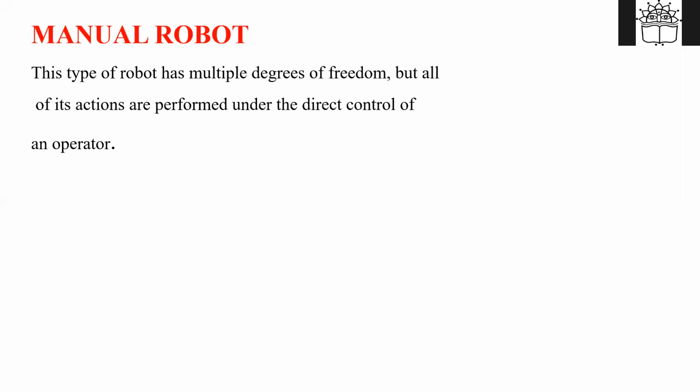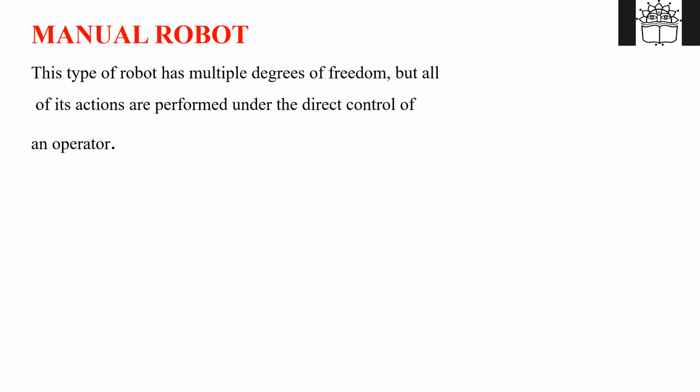So the first robot is the manual robot. This type of robot has multiple degrees of freedom. At this moment, it may sound somewhat difficult to understand what a degree of freedom is, but let me quote a very simple example. You know a door, right? A door can have only rotational motion along the y-axis. So it has 1 degree of freedom. A door has 1 degree of freedom.